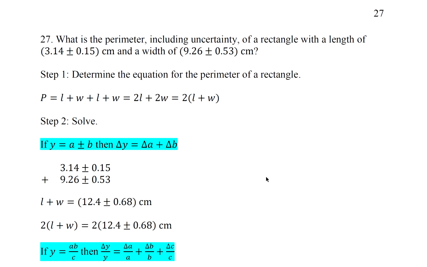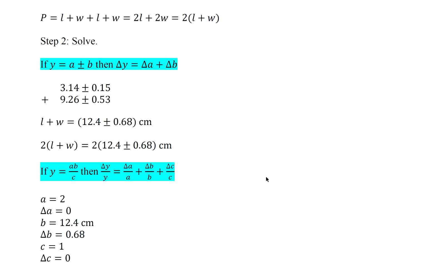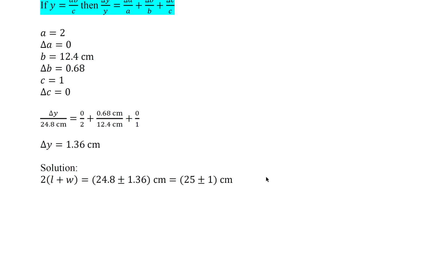Question 27. What is the perimeter including uncertainty of a rectangle with a length of 3.14 plus or minus 0.15 centimeters and a width of 9.26 plus or minus 0.53 centimeters? First, we determine the equation. Second, we solve. Third, we're going to use this equation: 2 times length plus width. And then finally, we get delta y, which is 1.36 centimeters.